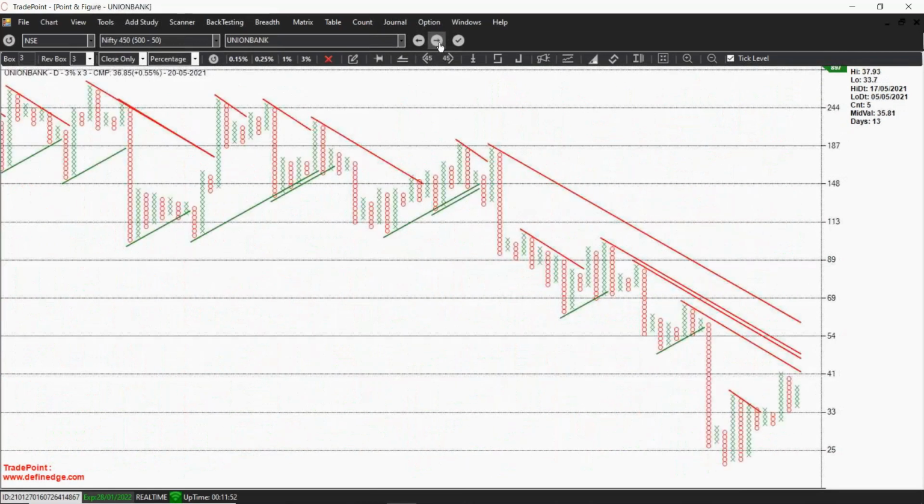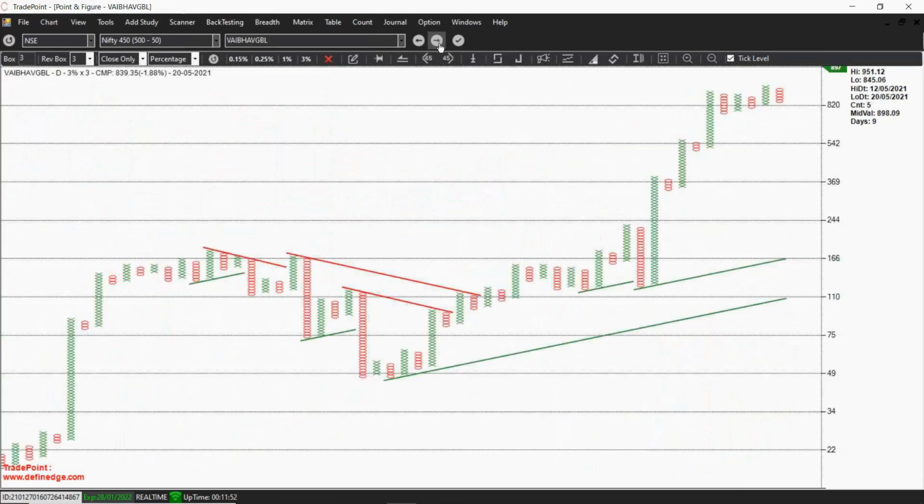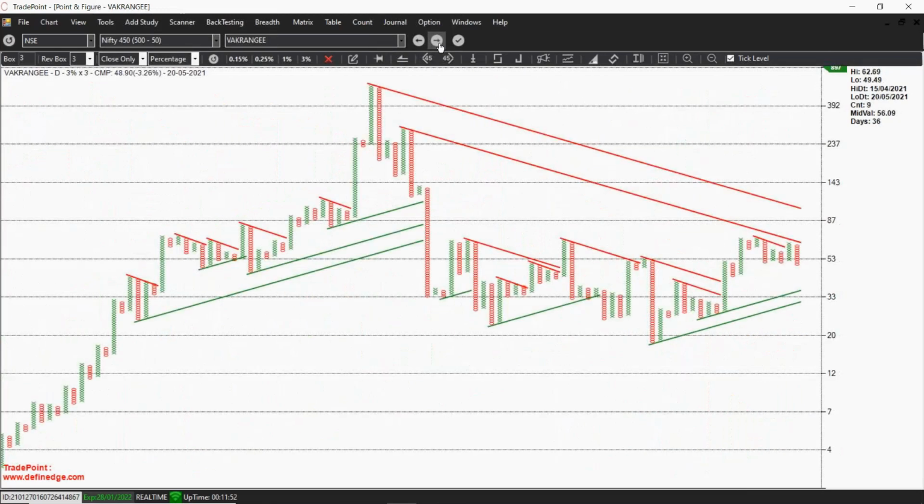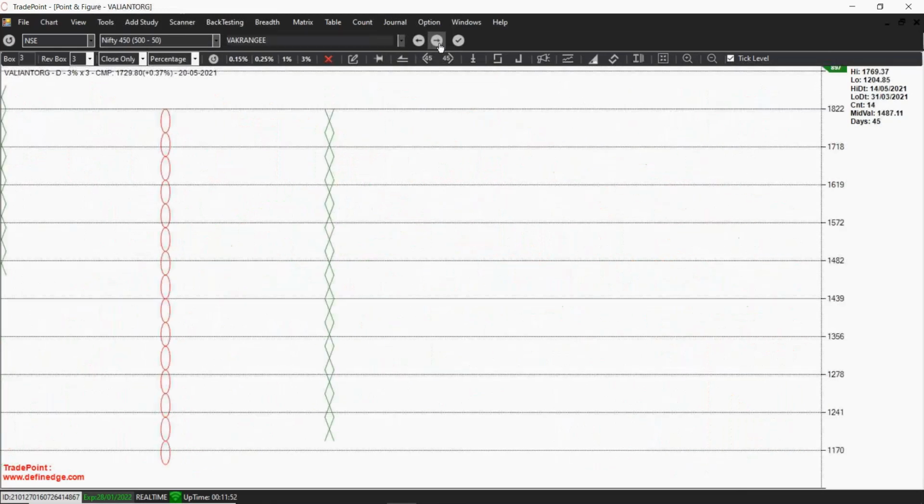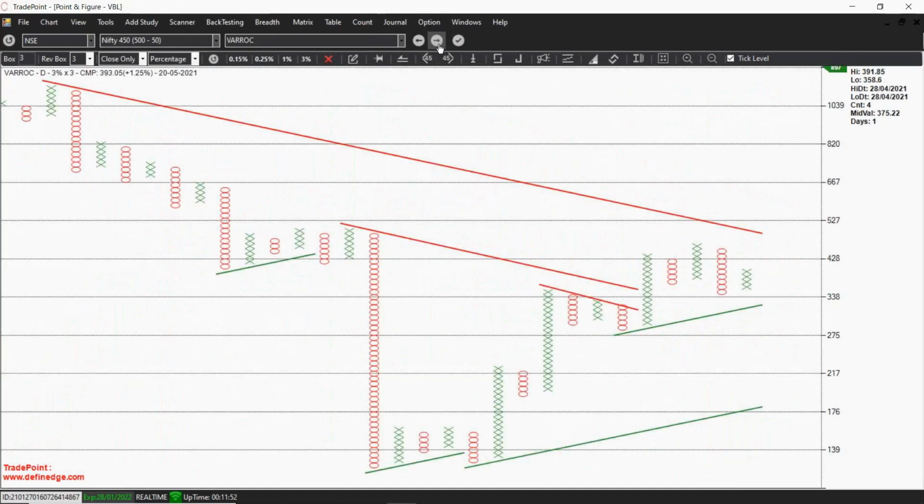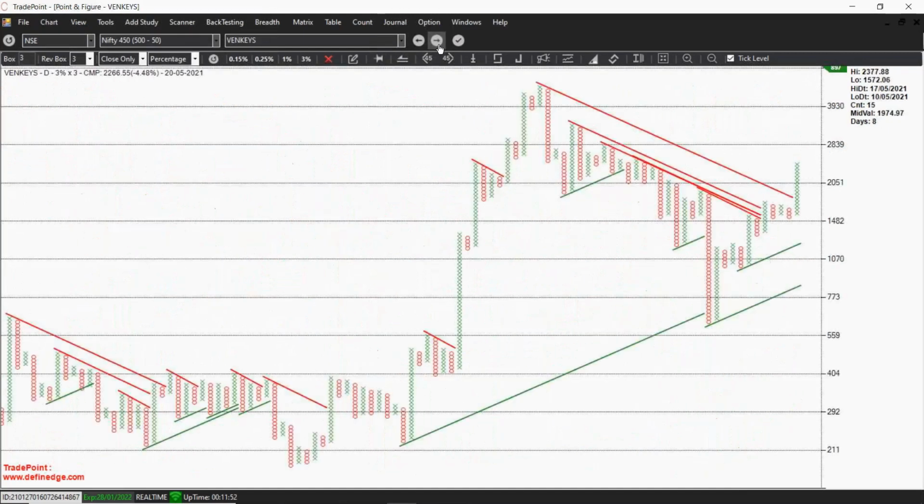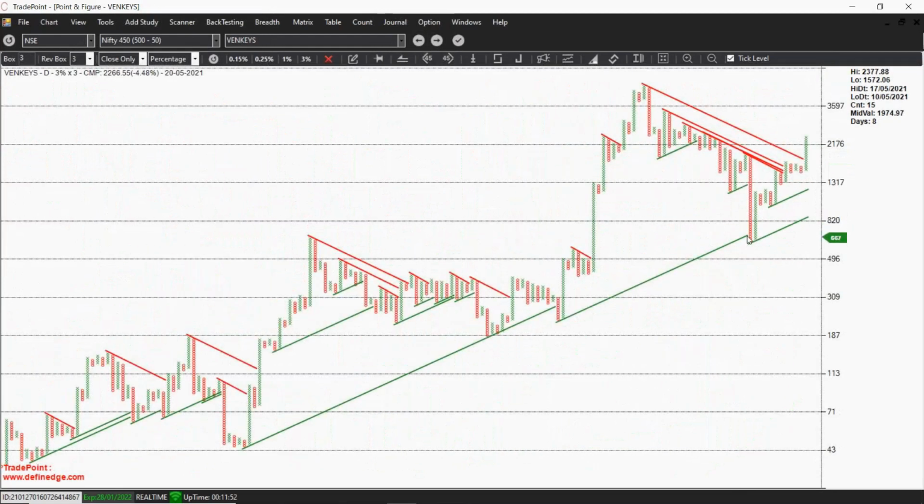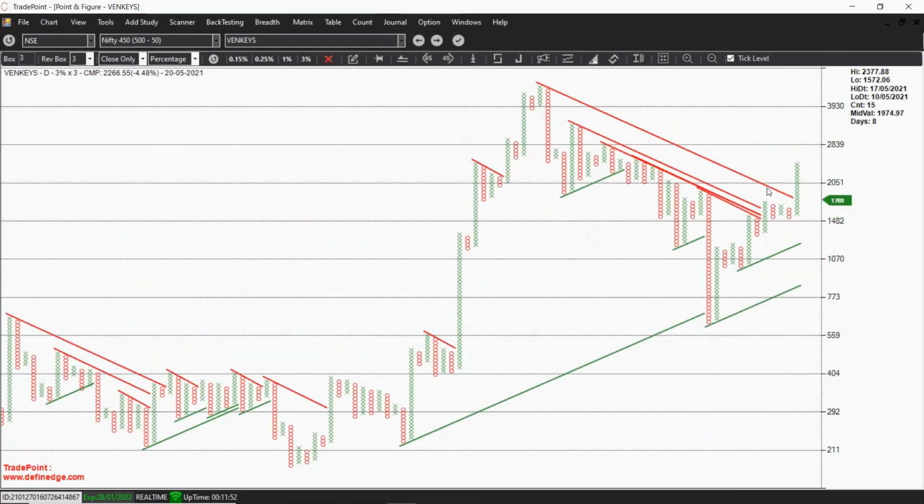Some PSU banks are looking good. This is interesting. This high is weak now.